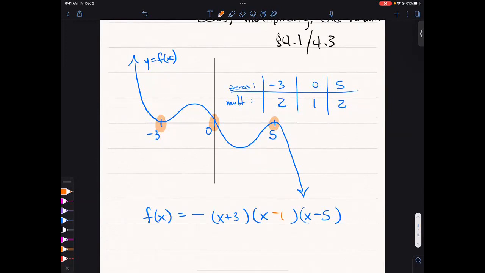This is like x minus 0, but we don't normally write the minus 0 part. And each of those factors, because of the multiplicities: the x plus 3, the factor that goes with negative 3, shows up twice, so it's squared. The x minus 5 factor goes with this, it shows up twice, so it's squared also. So that would be a factored form of a thing that looks like that.